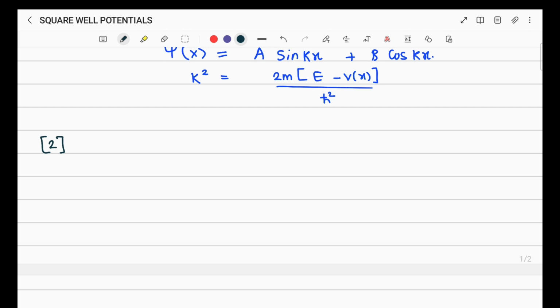So the second case is where the energy is less than the potential value. Potential is obviously dependent on x, so I'm not writing it explicitly here.